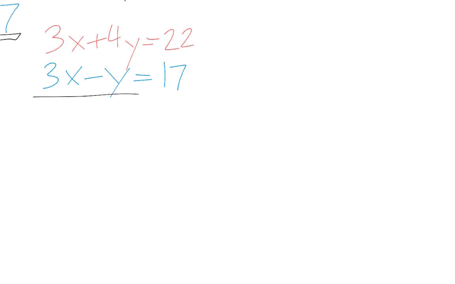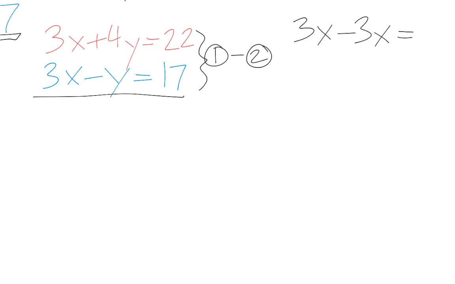So let's rewrite equation 1, which is 3x plus 4y equals 22. And our second equation, which is 3x minus y equals 17. So I'm going to make a little note to myself that I am subtracting equation 2 from equation 1. Let's write the work on the side. 3x subtract 3x is 0. I'm not going to write that 0 in. Now let's work with positive 4y subtract negative y.